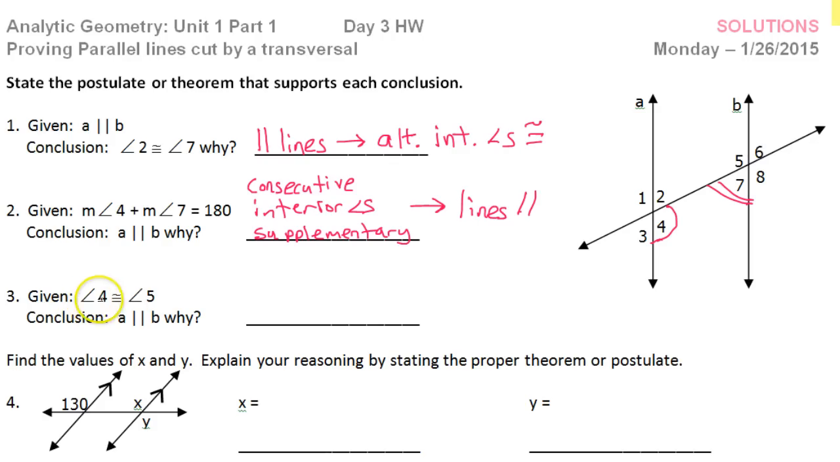Look at number 3. Given angle 4 is congruent to angle 5. Conclusion, A is parallel to B. Why? Well, let's see. What are angles 4 and 5? Well, angles 4 and 5 are alternate interior angles. Alright, so the fact that they are congruent implies that the lines are parallel. And you could abbreviate that this way: alternate interior angles congruent implies lines parallel. In other words, if alternate interior angles are congruent, then lines are parallel.